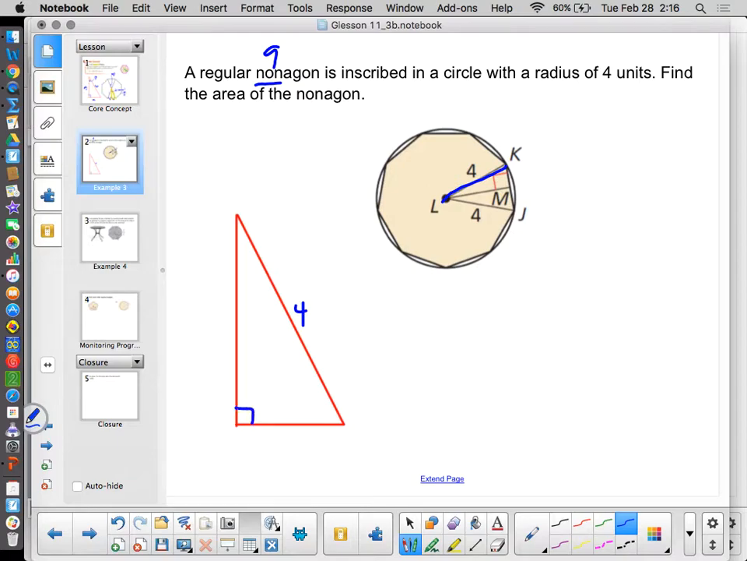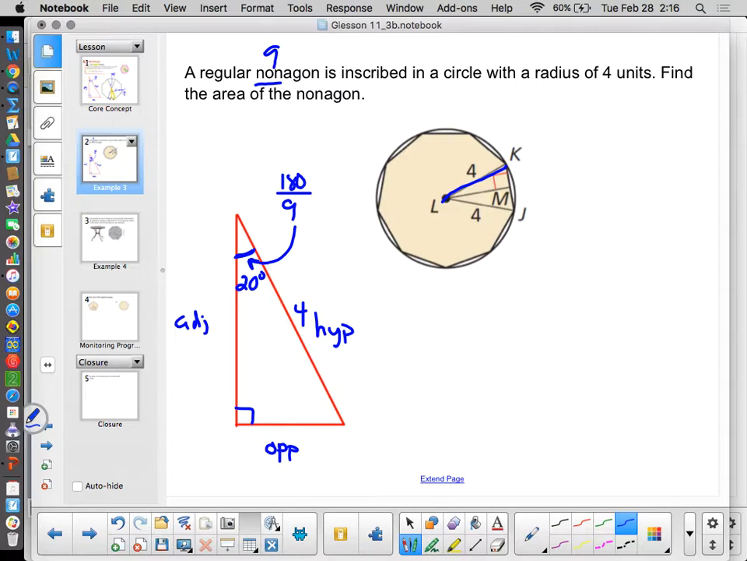I don't know these other two measurements. I need to solve for this half a side. I need to solve for the apothem here. But this is the opposite. This is the adjacent. This is the hypotenuse. I do need to figure out this angle. This angle is going to be 180 divided by the number of sides. In this case, 9. So that angle is 20 degrees.